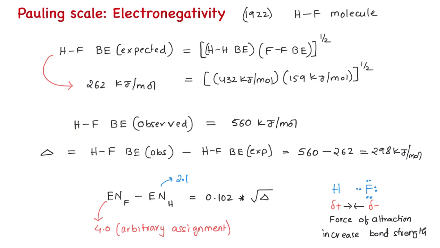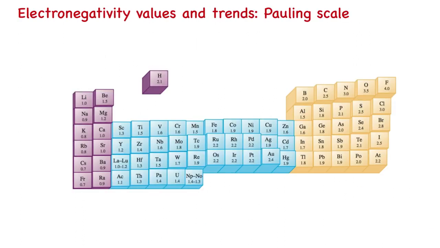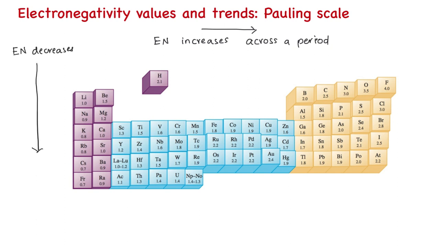Linus Pauling then repeated similar experiments with all other elements and found their electronegativity values relative to the fluorine atom. We will discuss all these values in the next slide. This image shows the electronegativity values of all the elements in the periodic table calculated by Linus Pauling. If we closely observe the values, we can say that the electronegativity increases across a period from left to right and decreases down the group.